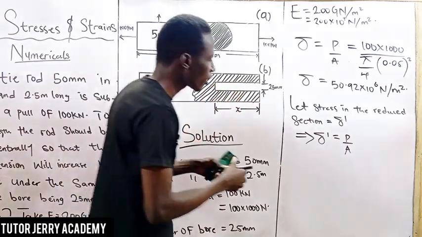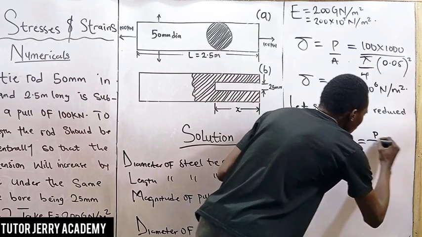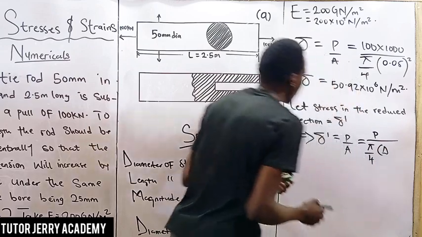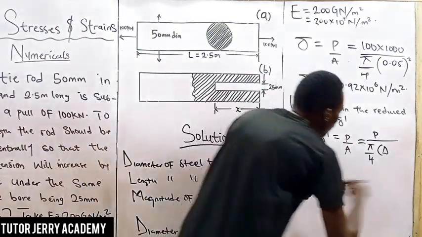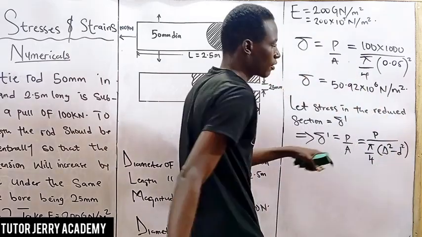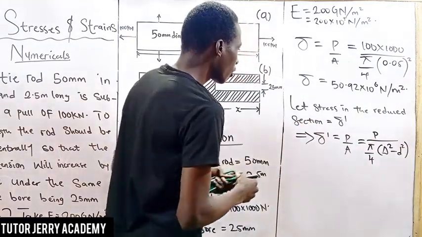When dealing with a hollow section, the area A will be nothing but pi over 4 into D squared minus d squared, because the section is hollow and we have an outer diameter and an inner diameter, where capital D is the outer diameter and small d is the inner diameter.